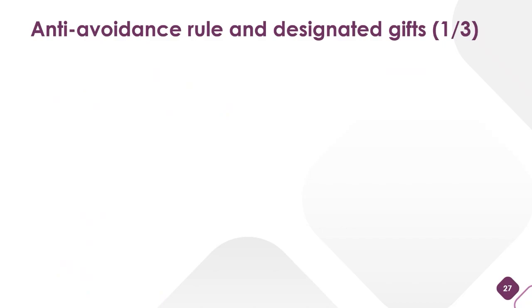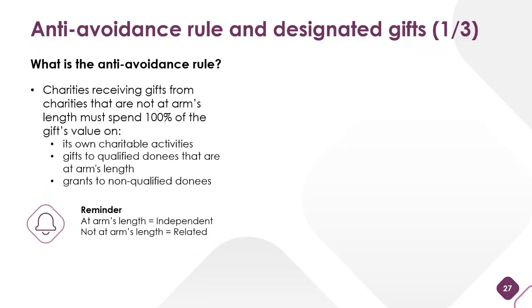Another important consideration, the anti-avoidance rule and designated gifts. What is the anti-avoidance rule? If a charity receives a gift from another charity that is not at arm's length, that they are related to, they must spend 100% of the fair market value of the gift on either its own charitable activities, gifts to qualified donees that are at arm's length, or grants to non-qualified donees that meet the requirements of the Income Tax Act. The charity cannot gift it to another charity that is not at arm's length, to another charity that they are related to. Why does this rule exist?